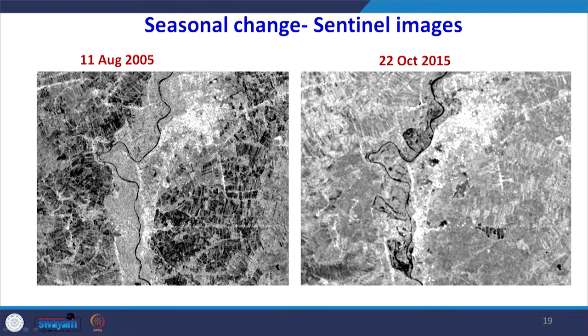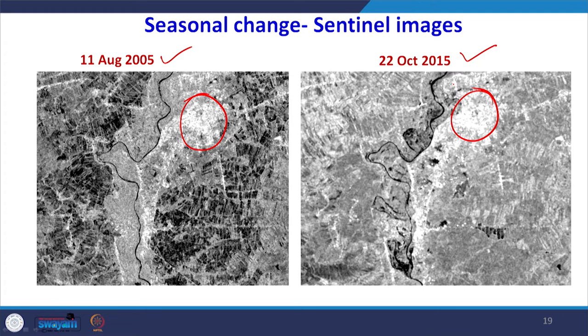So this is the Sentinel image, which also provides us the microwave data. This is 2005. And the other one is in 2015, so nearly a difference of 10 years. And if we look at these images now, the water feature is appearing dark black here. There is a river which is moving through the area, and there is an urban area. And then there are surrounding areas where there is a lot of crop and vegetation cover, and then there are road features present in the area.